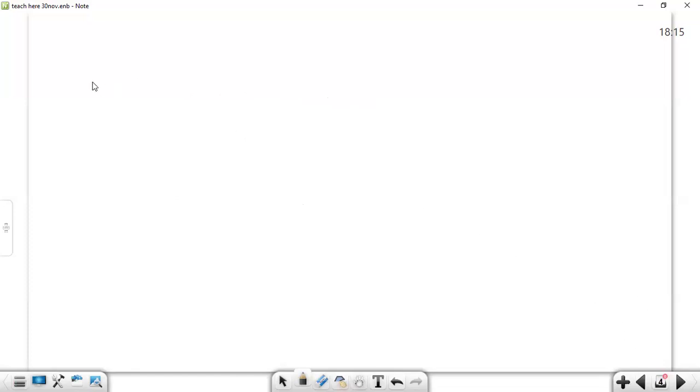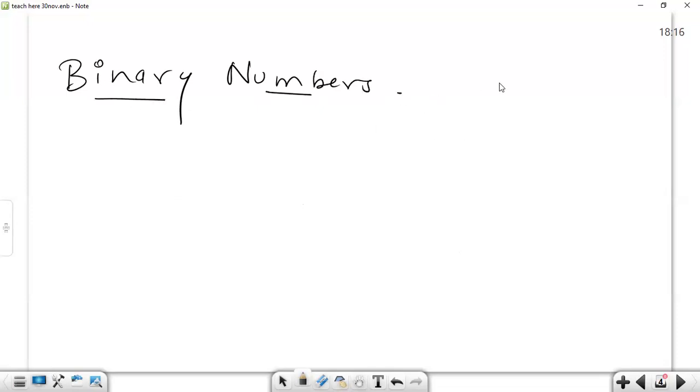But what if we use the same logic? If we have only two numbers, binary means two, and the binary numbers are 0 and 1 only. What if we have 0 and 1 only? Then we have to take a carry after two numbers itself.